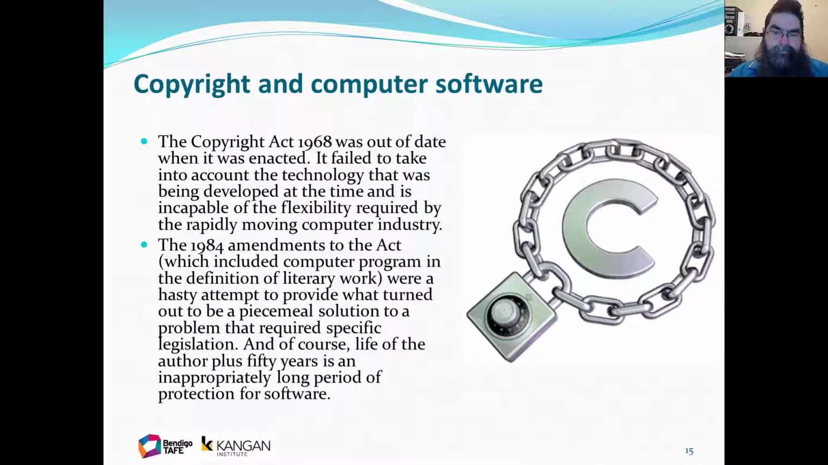So in 1984, the amendments of the Act was where they added computer programs in, so the code is creative and is protected under copyright. And under the Act, according to this, it's author plus 50 years for software. Now, normally, if you read on the government website, they say the life of the author plus 70 for most of the others. So this only applies to the software.